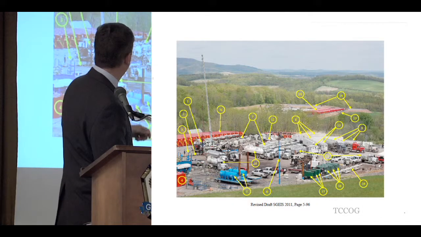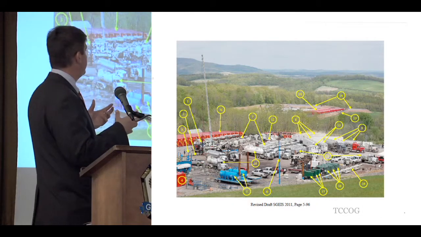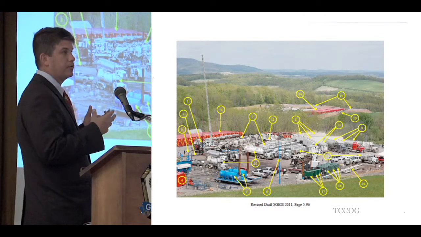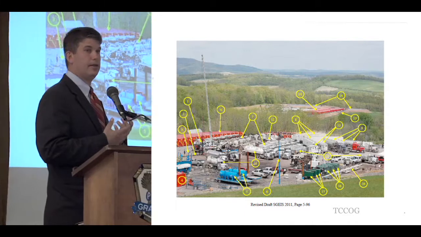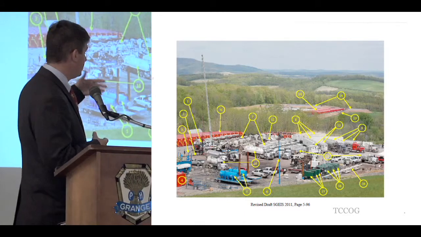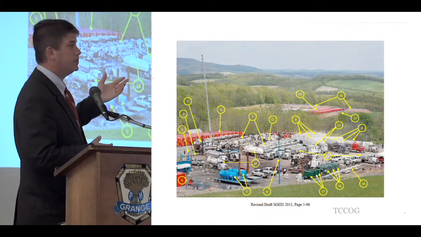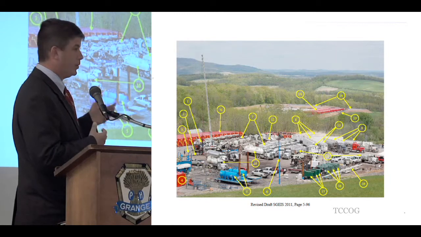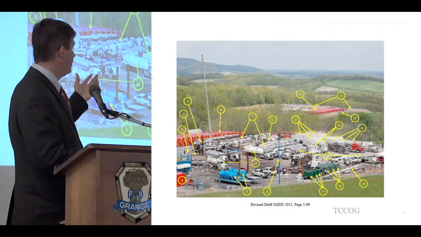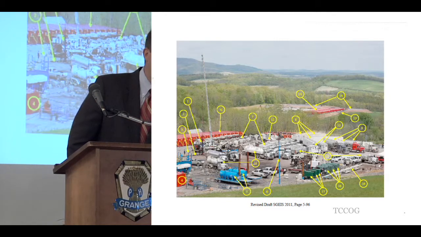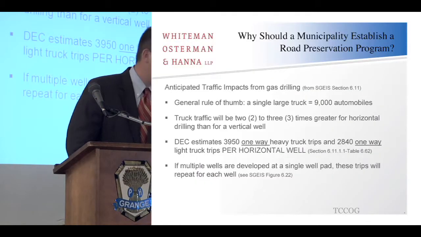This is just a photo showing you the concentrated truck traffic at a well site while it's being fracked. It gives you an idea of the scope and the magnitude of traffic that occurs, and this will continue over and over until the fracking is completed. Once the fracking is completed and the well is operational, the traffic goes way down, but as you can see, in a short period of time, there can be a substantial amount of traffic.